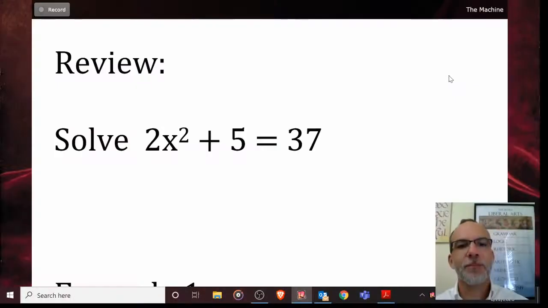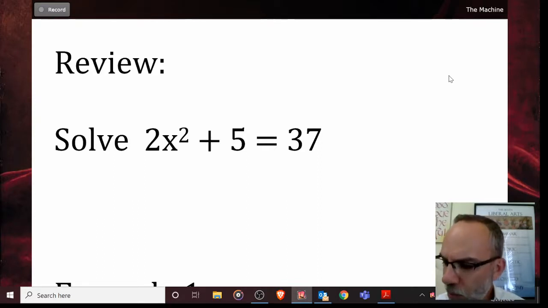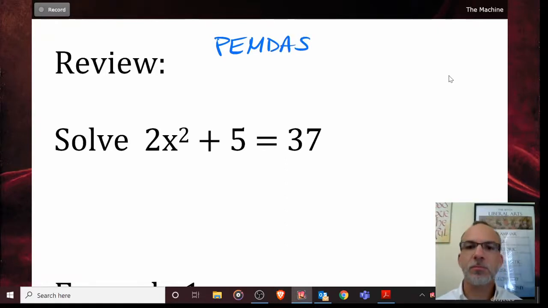So let's start off with just some basic algebra. I'm solving this equation. It's quadratic. You remember that when we simplified things, we did parentheses first, then exponents, then multiply, then divide, then add, then subtract, right? That's if you're simplifying something.